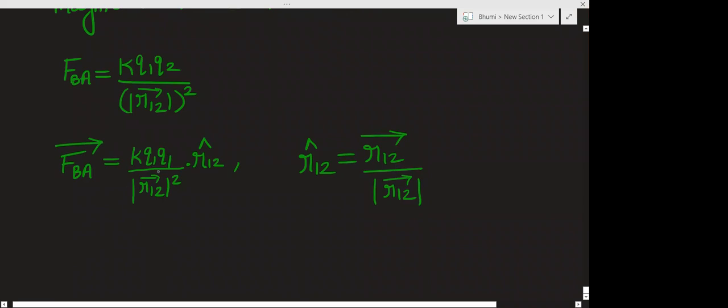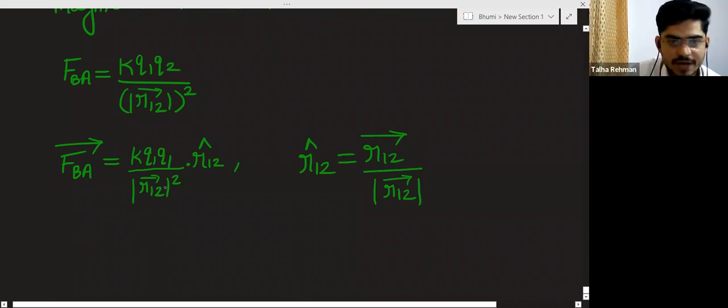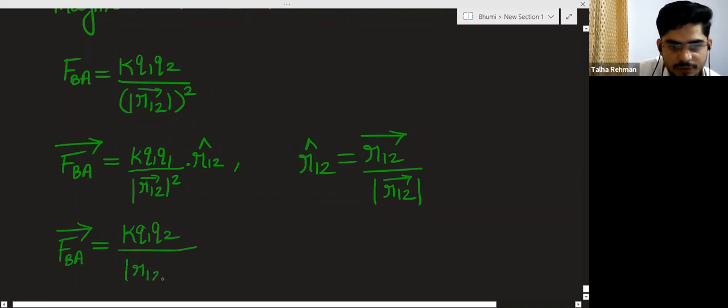So I can put this value here. So F_BA you can write as k q1 q2 divided by r12 squared, and I can multiply this with this r12 vector. This is r12 and this is the magnitude.